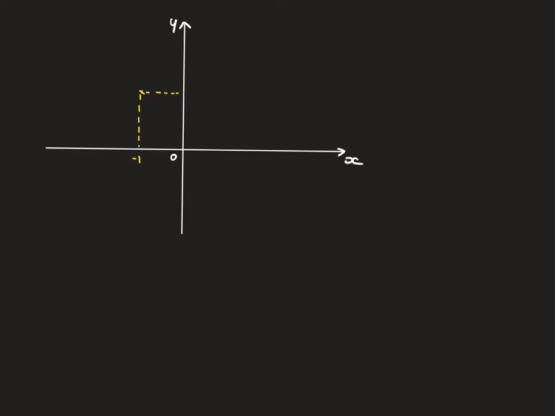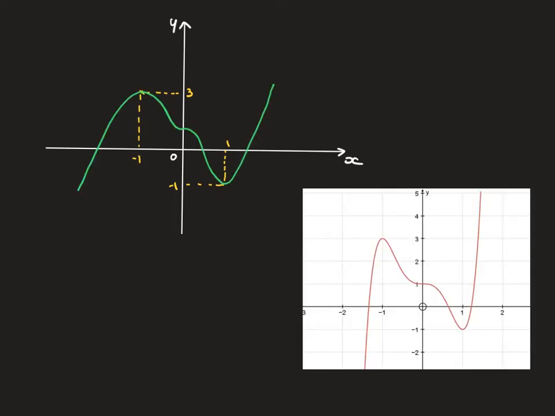This sketch is not to scale. And at x equals 1, y equals negative 1, we have a minimum point, and then at x equals 0, we have a stationary point of inflection. So I'm going to aim to sketch a curve through this. So here's a quick sketch of the curve, and then here is a computer-generated sketch as well.